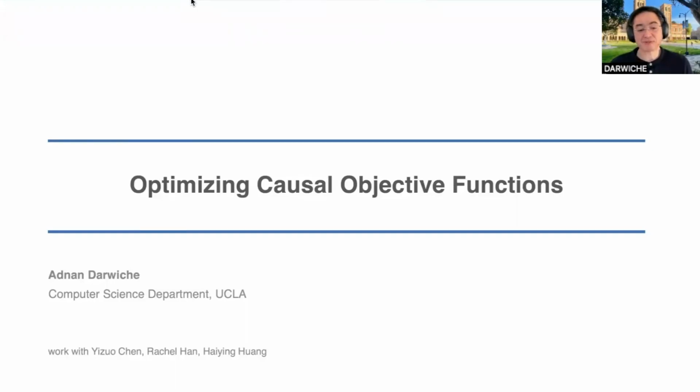Today, I'll be talking about the subject of optimizing causal objective functions. Now, this is kind of a new expression or term. In fact, the problem that I'll be talking about today is relatively new, as you will see, and I will start by explaining what we mean by this. What is the causal objective function and what does it mean to actually optimize it?